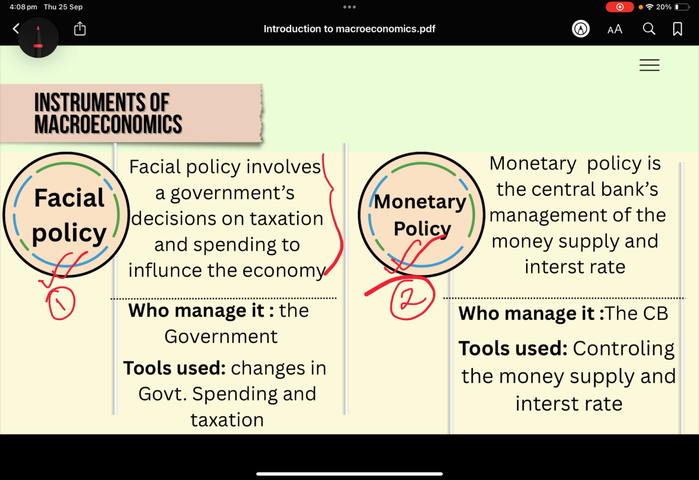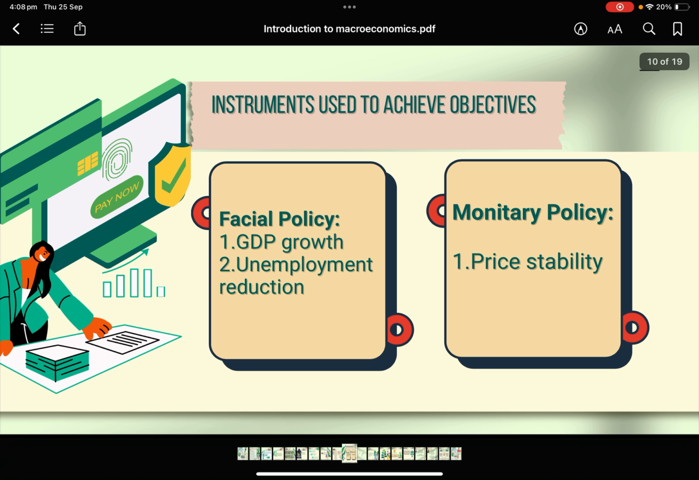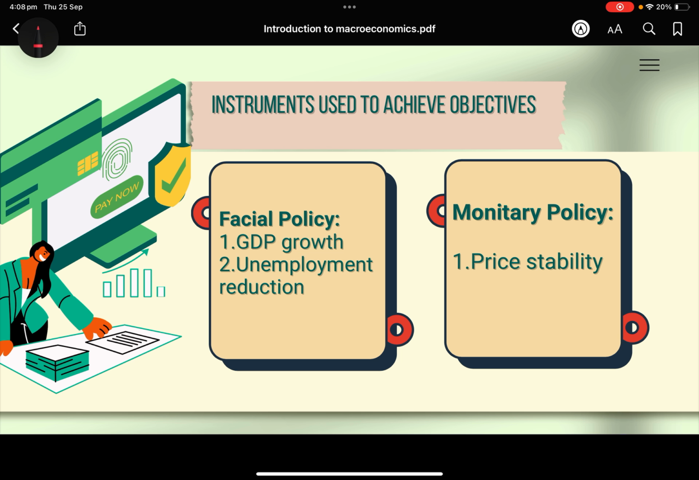In terms of fiscal policy, they use government spending and taxation, whereas monetary policy uses the supply of money and interest rate. Okay, next slide: instruments used to achieve objectives. By using fiscal policy, we achieve the first two objectives, I mean the primary or major objectives, which are GDP growth and unemployment reduction.